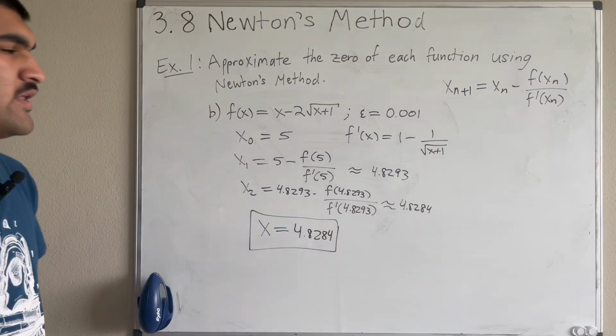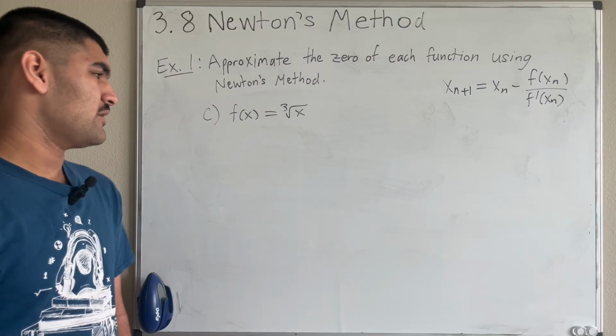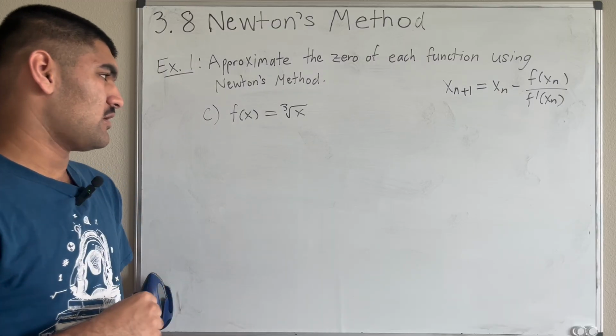Nice. All right, let's move on to our final example now. So this is our final example. We have f of x equals cube root of x, right?